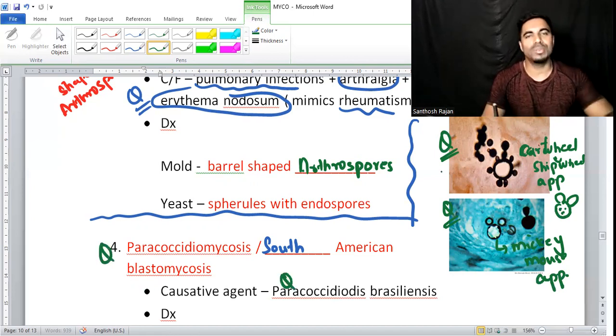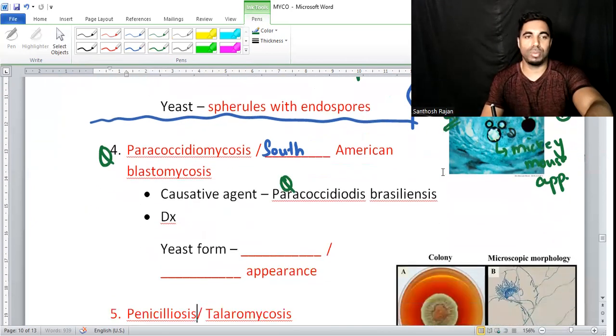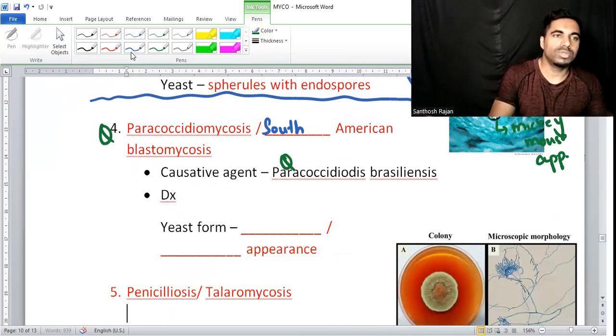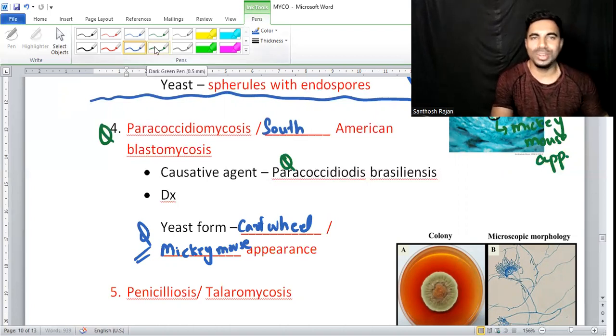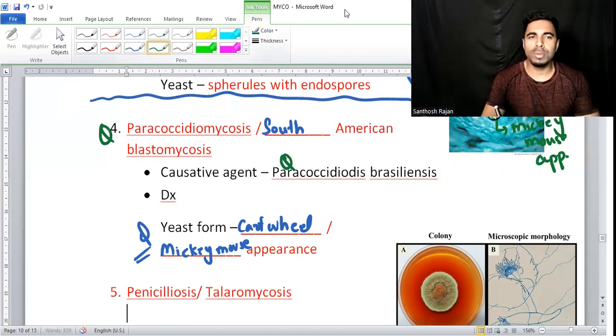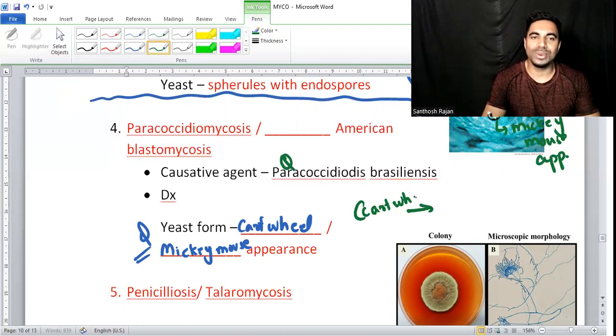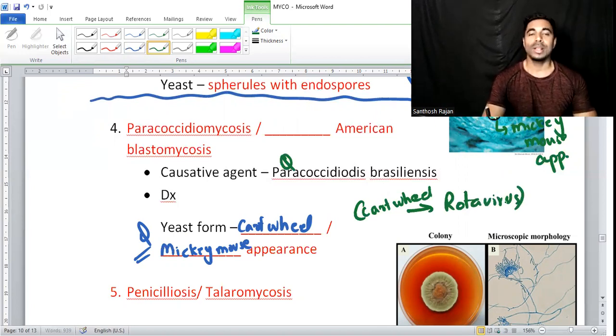Mainly the picture will be asked. So please remember everything. The pictures are important here in the dimorphic fungi. So the yeast form, as I told you, is the cartwheel or ship wheel, or the other one is your Mickey Mouse. This question will be asked many times. Very, very important question, so don't forget. One more cartwheel: do you remember which virus has a cartwheel? Rota. Exactly, rotavirus also has the cartwheel appearance. Remember, that's just a question. So cartwheel appears in two places: one is Paracoccidioides, the other rotavirus. And Mickey Mouse is in Paracoccidioides.